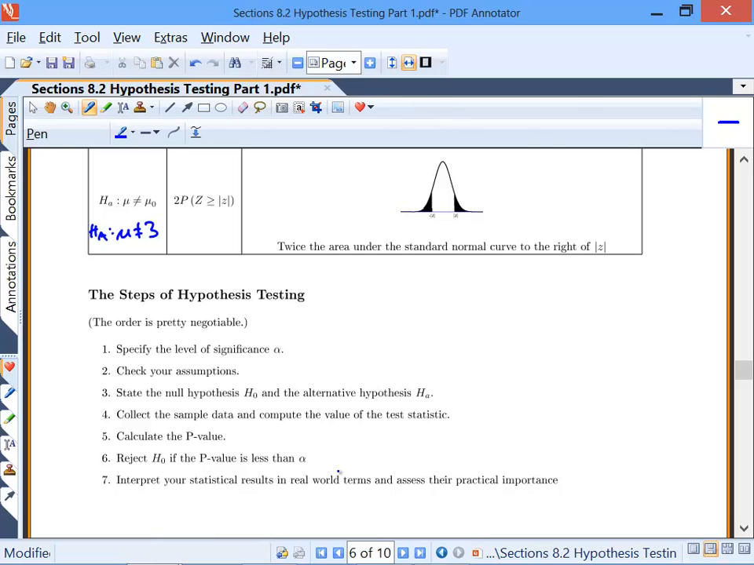And because there's no point in doing this if you can't relate it to the real world, you should interpret your results and assess their practical significance. So, what are you actually going to tell your boss? Now, for the first 3 steps, the order doesn't matter. You just need to make sure that you do them all eventually. The last 4 steps, you kind of do need to do in order, because you can't find your p-value until you find your test statistic.